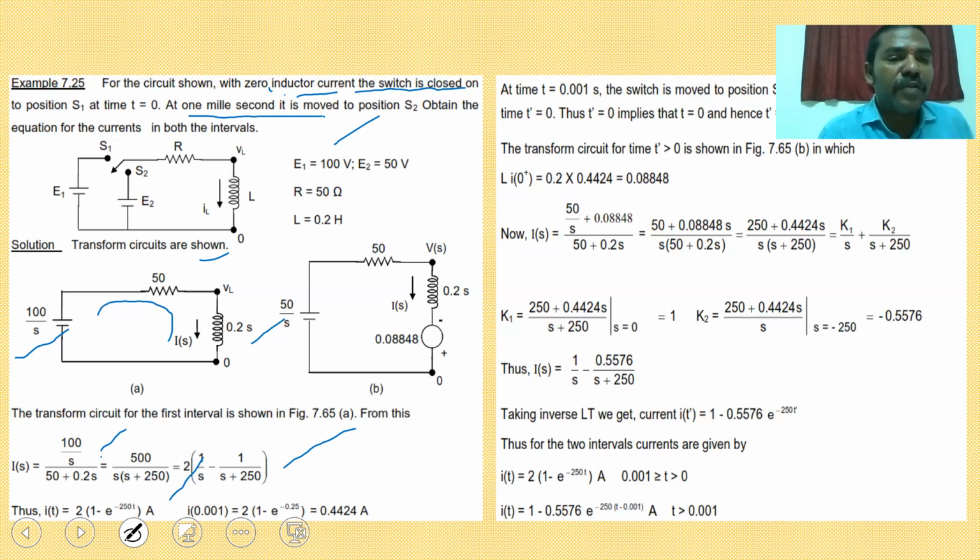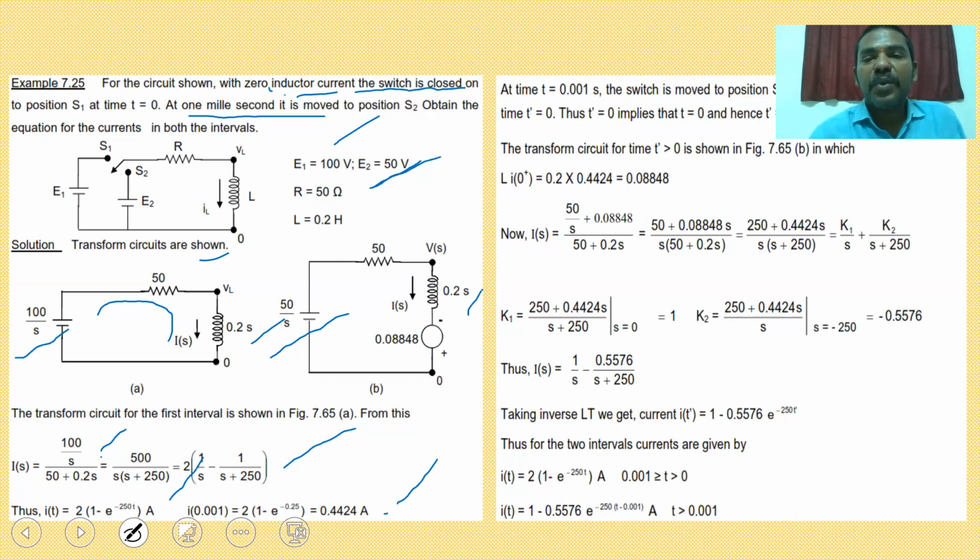So that is, S2 will be closed. So S2, the voltage is how much? 50 volts. So this is the step response, 50 by S. At this time, what is the inductor current you have to calculate? Initially the inductor current is 2 into 1 minus e power minus 250 t. Now substitute t is equal to 1 millisecond. So you are getting 0.4424 amperes. So this is the current flowing in the inductor at the second position.